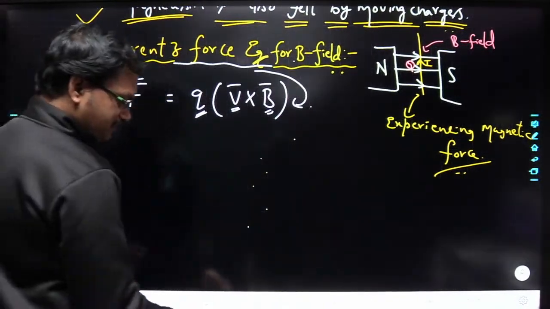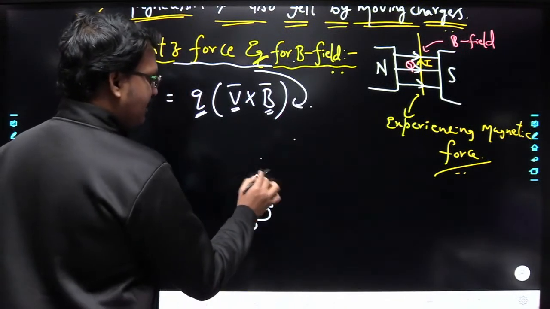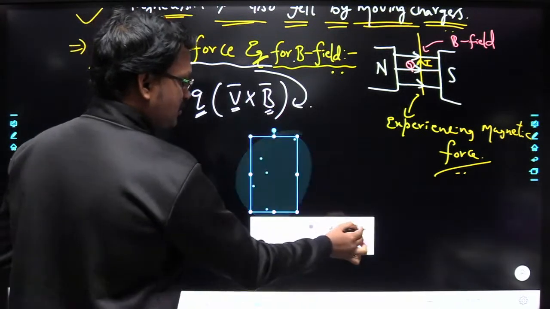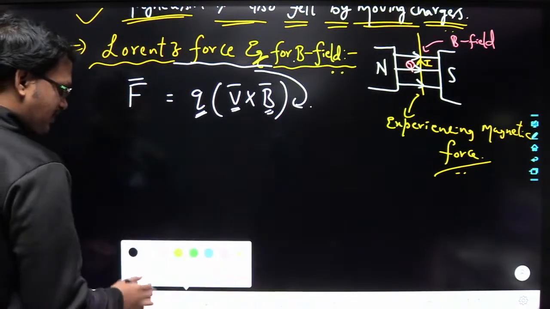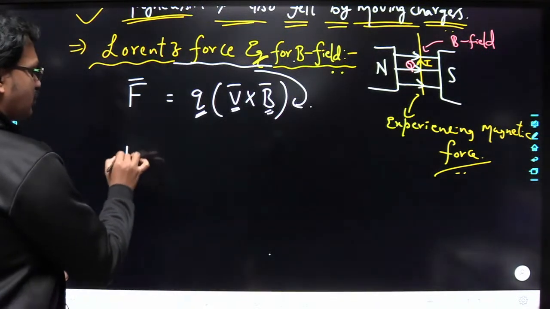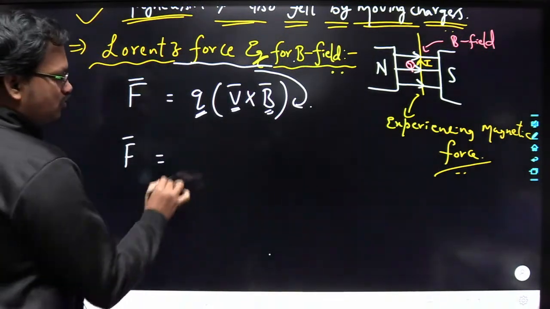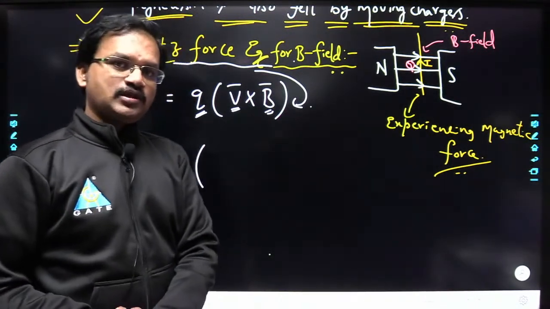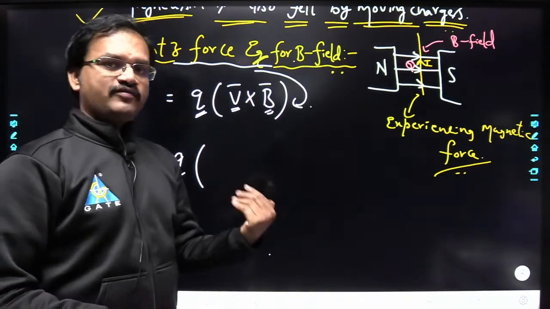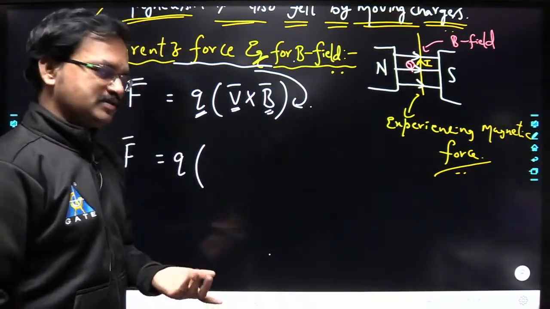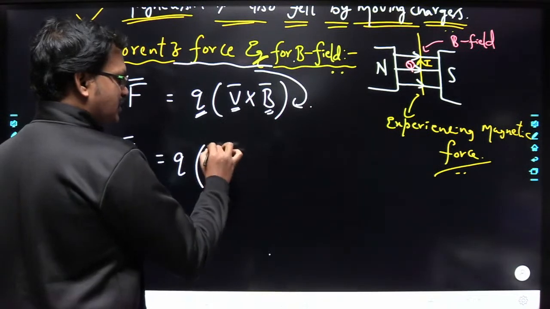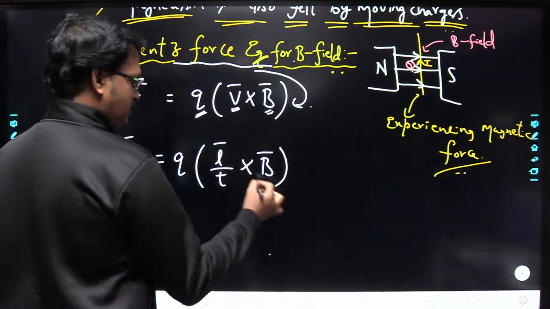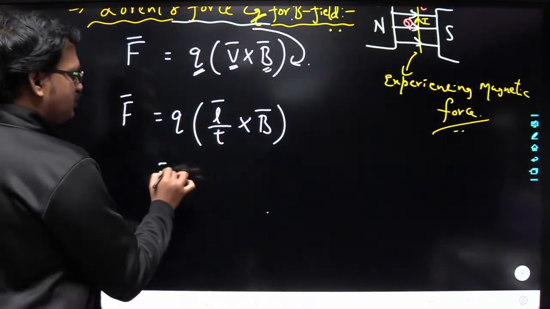Now I can write the same expression in this manner. See how I can write the same expression. F bar is equal to Q into V bar, and V bar is nothing but velocity. That velocity I can write as displacement divided by time, yes or no? So this velocity I can write as displacement divided by time, cross B bar.